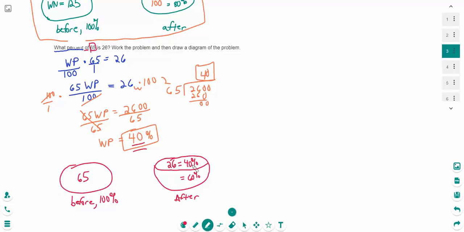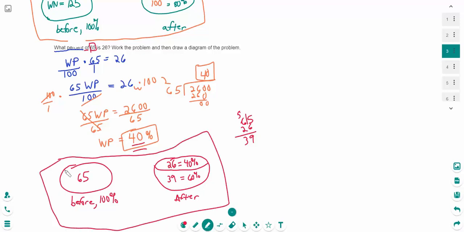So if 40% is 26, what's 60%? Well, we could just take this 65 and subtract this 26 to find out what's left over for that lower bubble, right? Which is going to give us 39. So we have a 39 as our 60%. And this is our complete bubble. Okay? All right, let's move on.